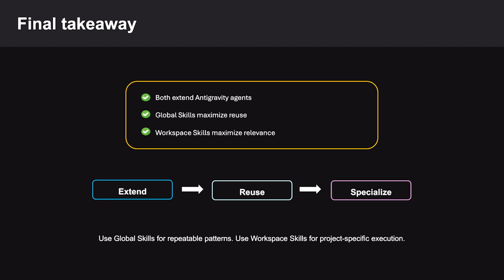The core idea is simple. Both types of skills extend the anti-gravity agent, but they solve different design needs. Global skills help you reuse the same capability everywhere, while workspace skills help you tailor capabilities to a specific project. So, the best choice depends on whether your need is broad or local.